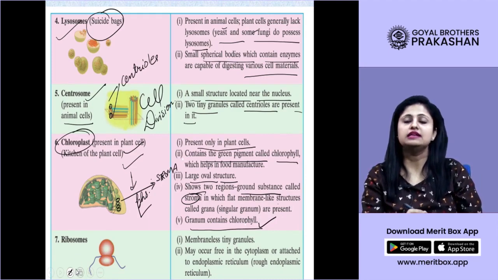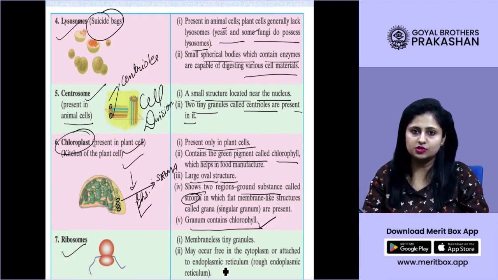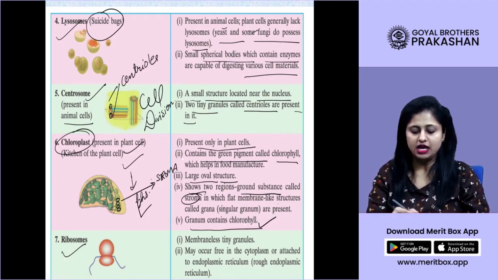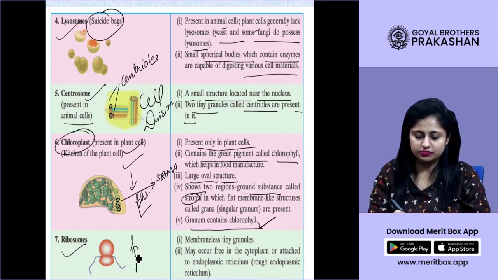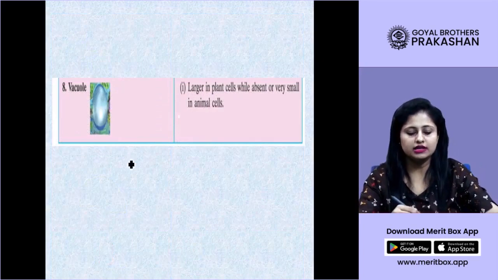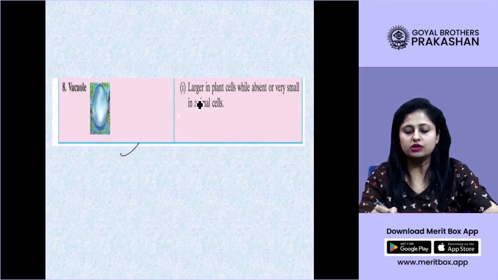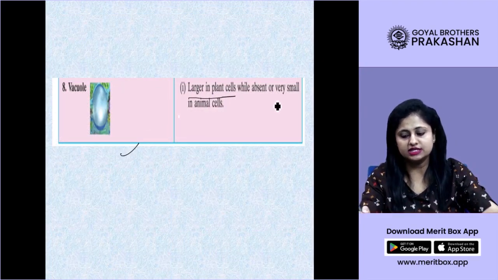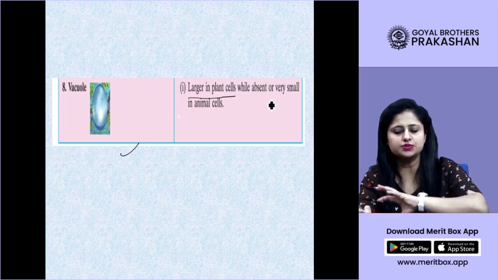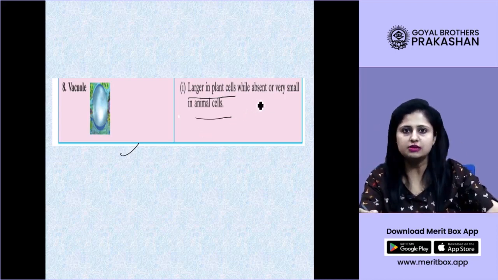Next type of cell organelle is ribosome. A number of ribosomes could be present in a cell, and their main function is to synthesize protein in a cell. Next cell organelle is vacuole. So, vacuoles are larger in plant cells while absent or very small sized in the animal cells.